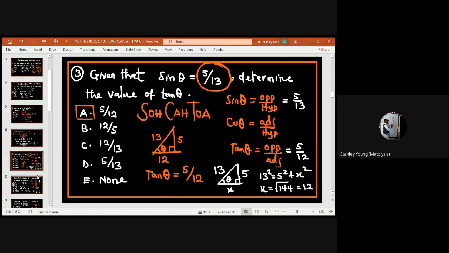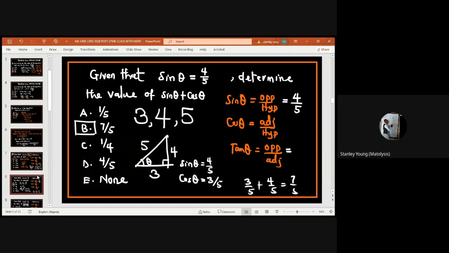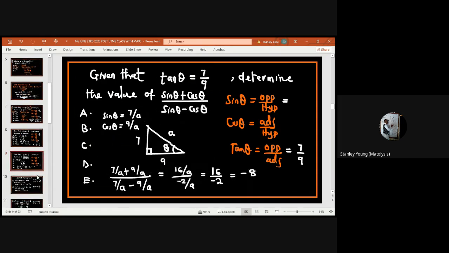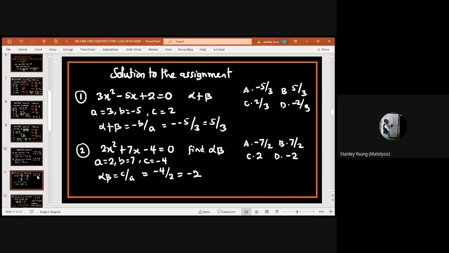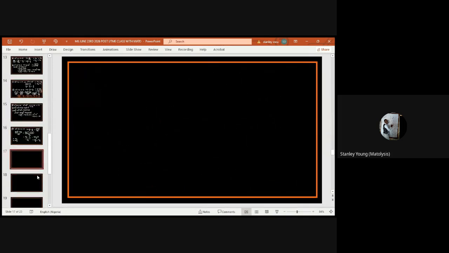And we also solved some problems on trigonometry that involve the usage of SOHCAHTOA. Then this is also a problem that requires the usage of SOHCAHTOA. And then we have further problems on quadratic equations. So today we move into another set of problems. Problems on statistics.